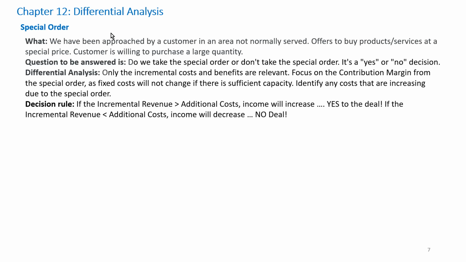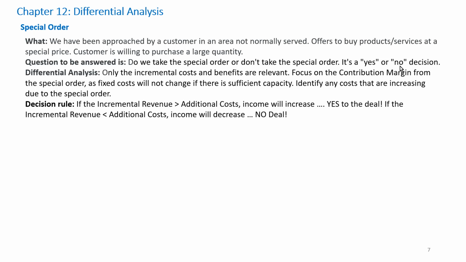A third type of decision involves special orders. A special order is a one-time order that's not considered part of the company's normal ongoing business. In this case, we've been approached by a customer in an area not normally served. The customer offers to buy products or services at a special price and is typically willing to purchase a large quantity. The decision to be made is, do we take the special order or don't take the special order? It's a yes or no decision.